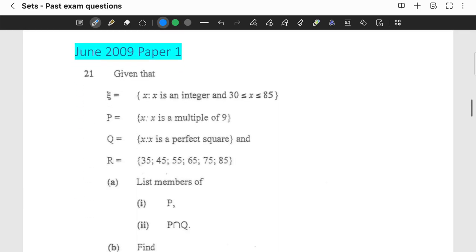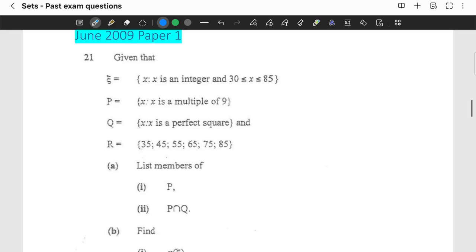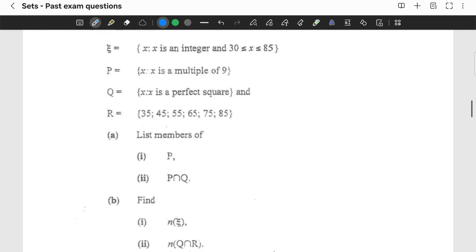Okay, sorry, June 2009, paper 1. Given that the universal set is the integers between 30 and 85, P is a multiple of 9, Q is a perfect square, and R is the set of 35, 45, 55, 65, 75, and 85. List the members of P and P intersection Q, right? And then find the number of elements in the universal set and find the number of elements in Q intersection R.